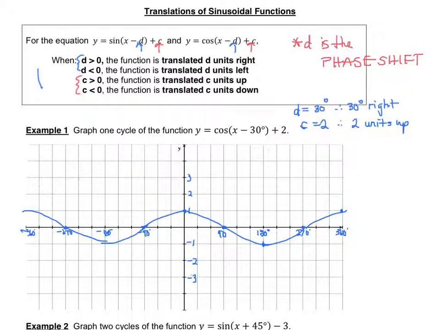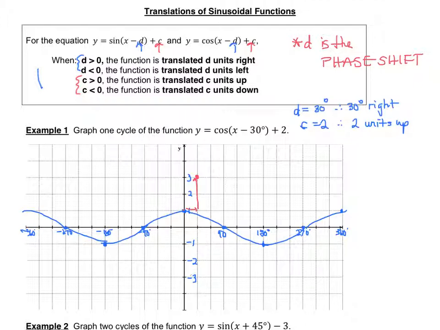Now then, one way we can graph a translated function is just to take the key points all along our graph and translate them. So if we're moving our graph 30 degrees to the right and 2 units up, that means if I take the point at (0, 1) and move it 30 degrees to the right and 2 up, then that point will now be at 30 degrees and 3.